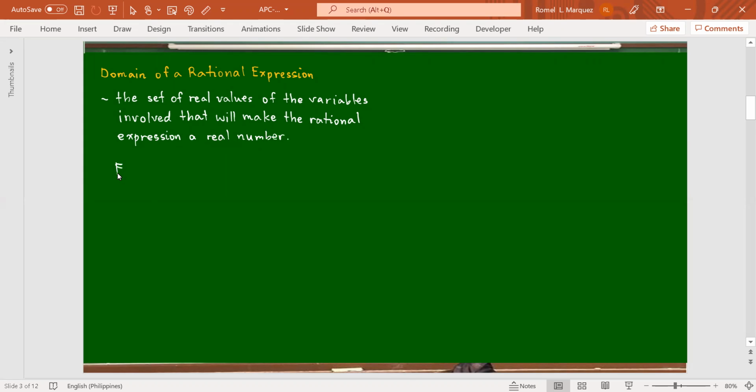For instance, if you have 4 over m, what's the domain, guys? What do you think? The domain of this rational expression is what? Any real number as long as not equal to what? m is a real number such that m is not equal to 0. Okay, guys?